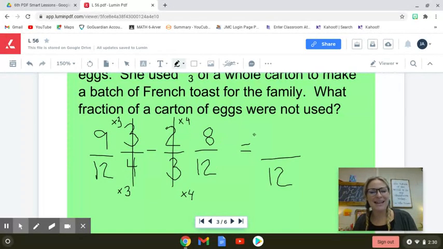9 minus 8 is 1. 1/12 of a carton of eggs was not used. So that would be our label. I'm challenging you, though, to think about this a little bit outside the box.